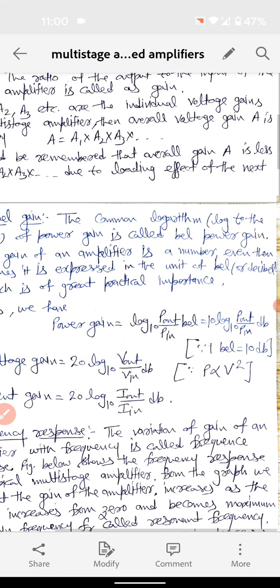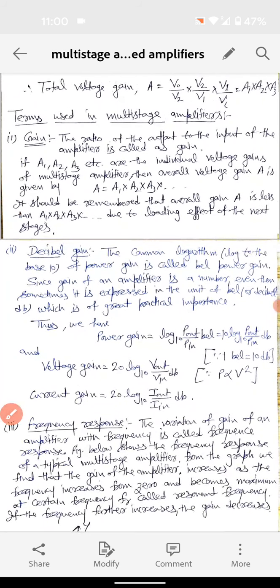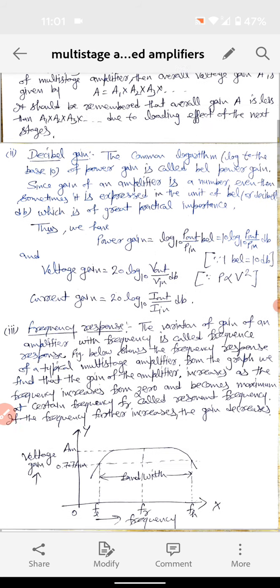Okay, and that square can be taken outside the log. So 2 will come here, and this will become 20 log 10 voltage output by voltage input decibel. Okay, and similarly we can write in terms of current as well. That relation will also be the same, 20 log 10 I output by I input. So decibel gain is a very important term in general for any amplification. The gain is always discussed in decibel, so these relations are very important. So do remember. Next important part is the frequency response.